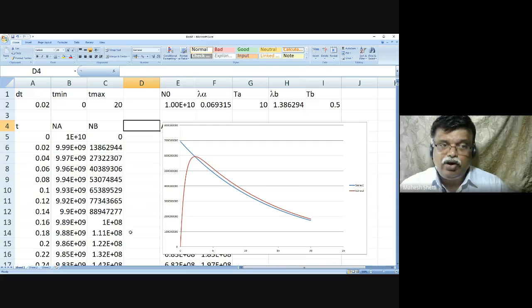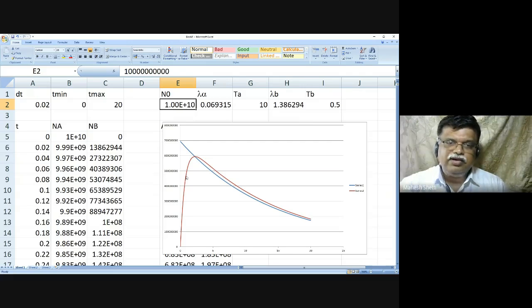If I remove the A column, then it will get affected. I have added now, when Rohit asked, 10,000 times more material. Okay, so everything scaled up.